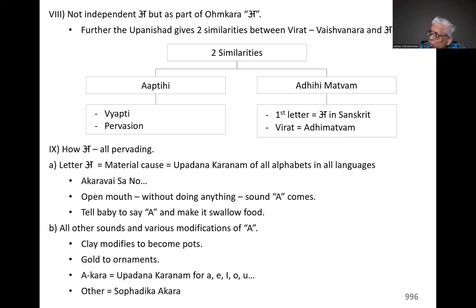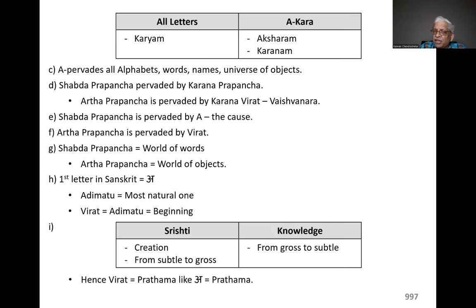Now, what about the letters U and Ma? They are the modifications of the letter A. Like clay can modify into different parts, the letter A can modify into different other letters and other sounds which we are using in our language. In all languages, Shankaracharya says, Amatra is the fundamental. All sounds are nothing but modifications of Akara, Aksharam. Akara is the karanam. All other letters in all languages are karyam. Therefore, karanam pervades all karyam.